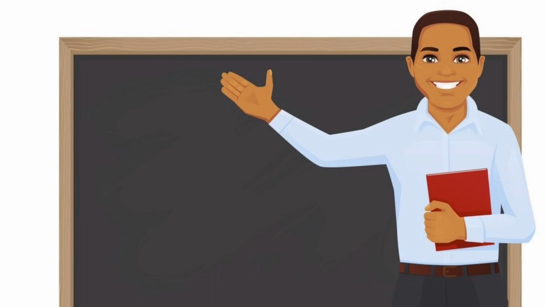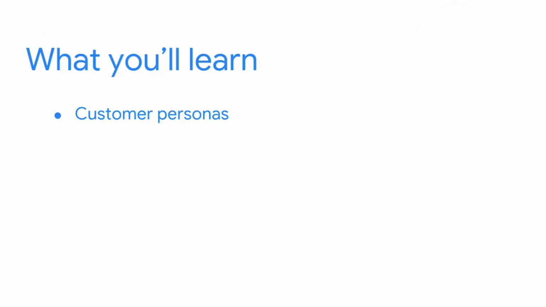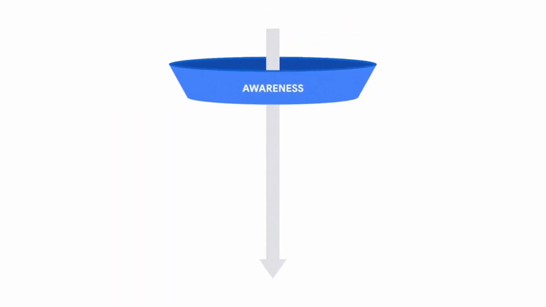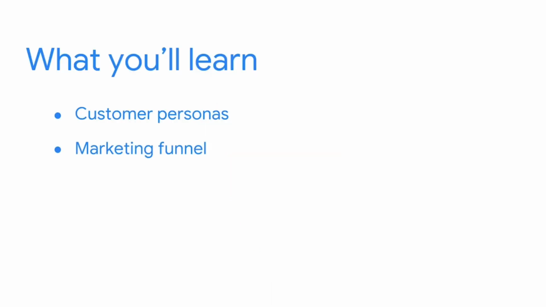Let's discuss what you'll cover in this course. We'll begin with an important marketing concept and something you should create before beginning any campaign: customer personas. The personas help you ensure you represent specific customer identities, traits, and needs in your marketing. Then we'll go in depth on strategies for each step of the marketing funnel: awareness, consideration, conversion, and loyalty.